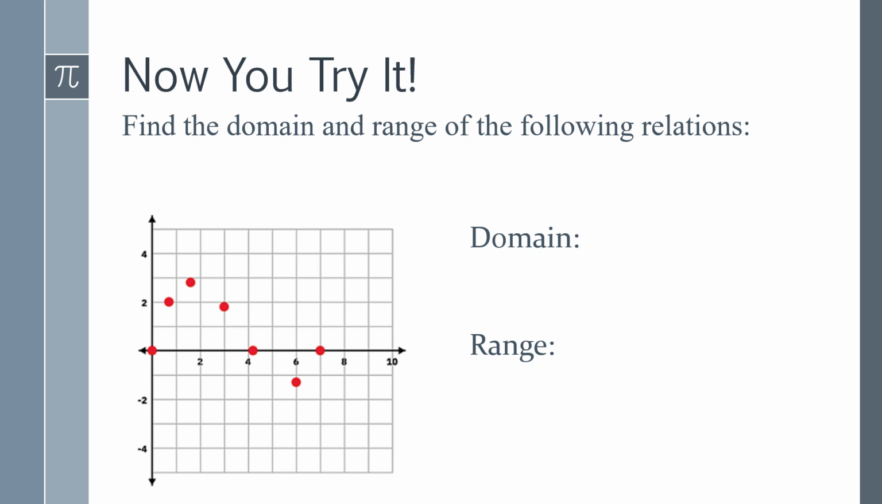All right, so you go ahead and we'll take a moment here and you try it and find the domain and the range of the following relations. And on some of these, you can look and see that there are values that are not quite integers there. And that's okay. If you're close, you're close. Okay? Go ahead.